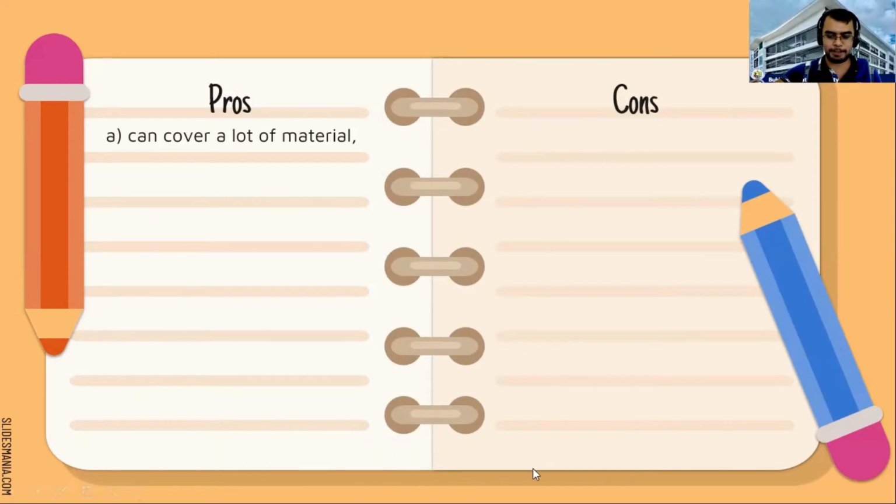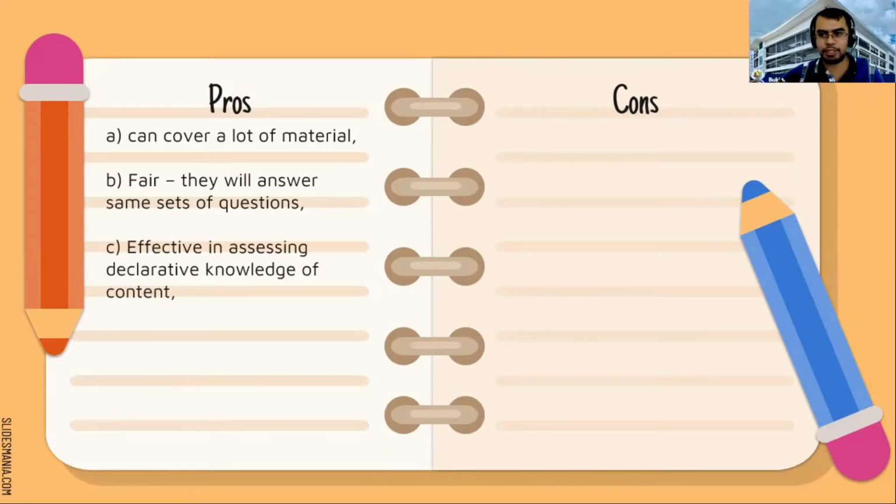Another advantage is it is considered to be fair because students will be answering the same sets of questions. Another advantage of traditional assessment, this is very effective in assessing declarative knowledge of content. These are the basic information. Sometimes it's good for those students who have good memories, so they can easily remember and answer immediately. So this is very good for declarative knowledge. And this is very easy to score. You can even ask help from your students because you just have to make an answer key.